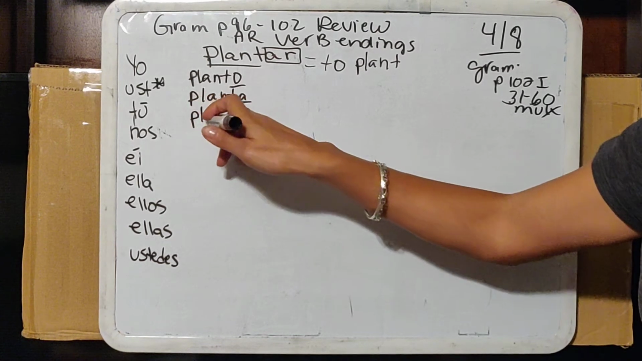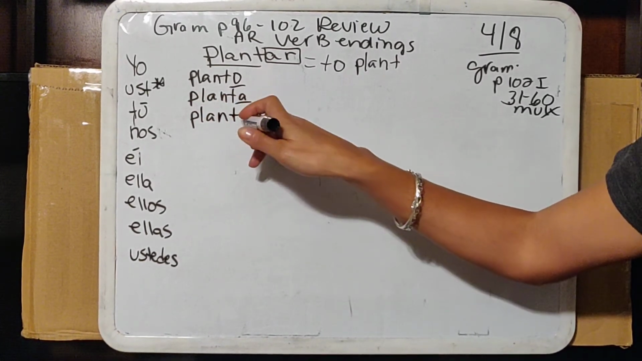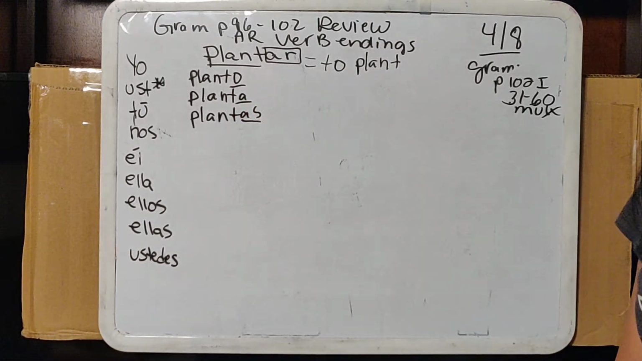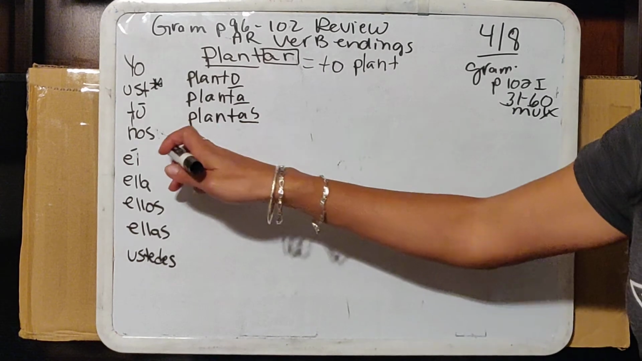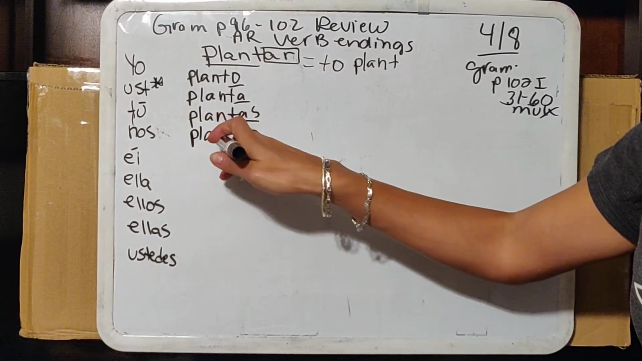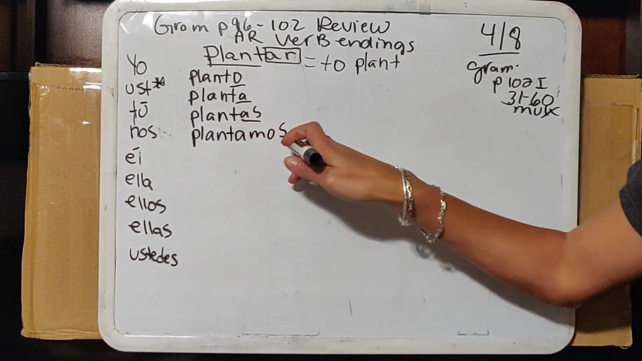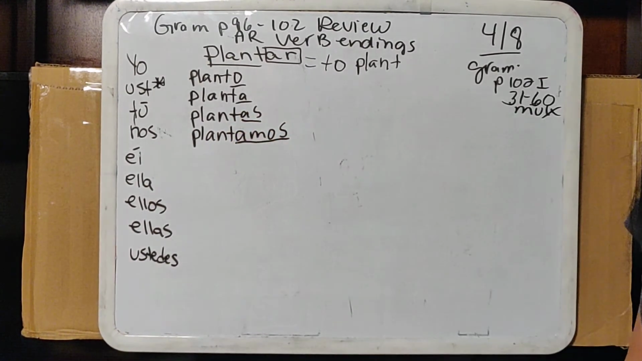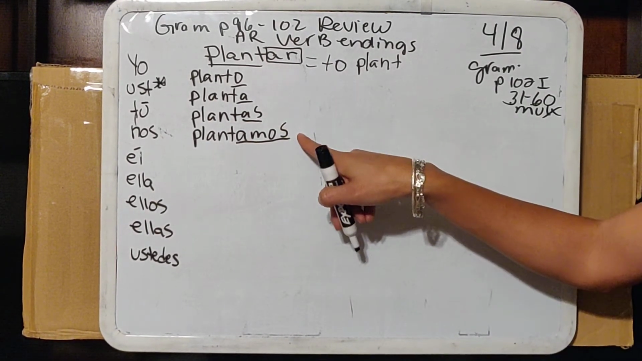So tú plantas. Use the tú when you're speaking to each other in an informal, friendly way. Use the usted to speak to adults or somebody out of respect. Nosotros is going to be plantamos. Plantamos. Nosotros plantamos las rosas. We plant the roses. Okay? So, o, a, as, and amos.